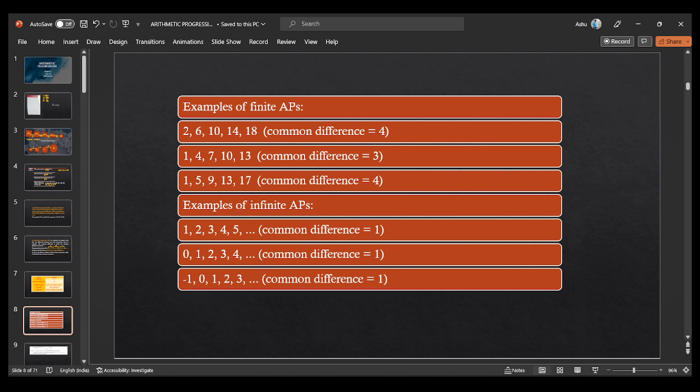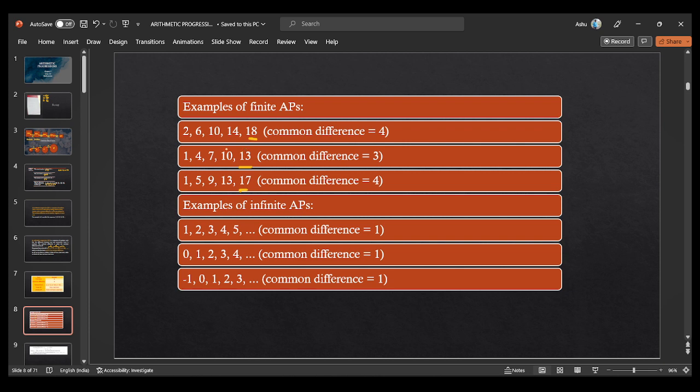If it is finite, then it has a last number. Here the last is 18, here the last is 13, here the last is 17. But the differences are 4, 3, 4. 6 minus 2 is 4, 10 minus 6 is 4, 14 minus 10 is 4. So the common difference is the same, that is 4.